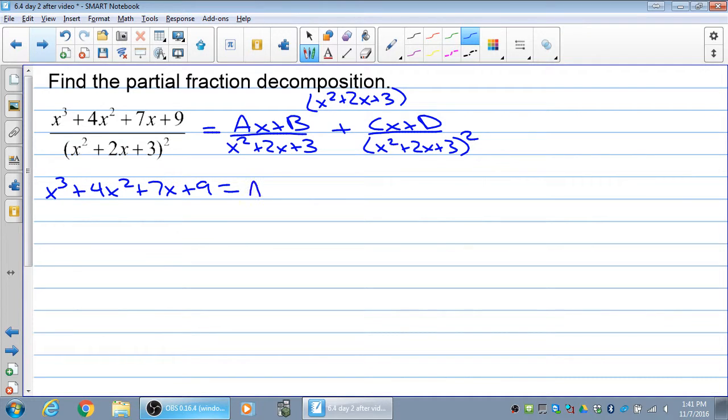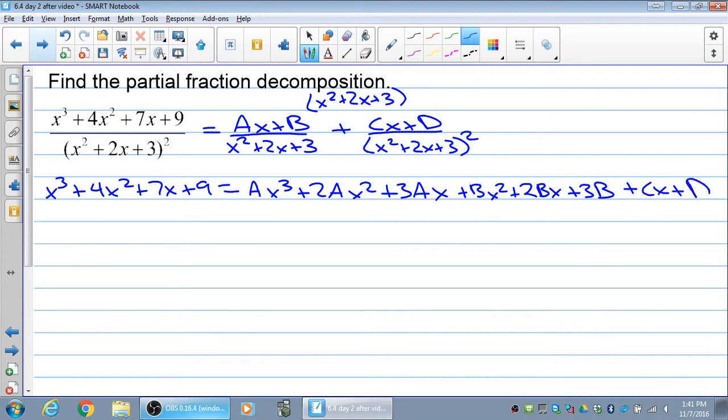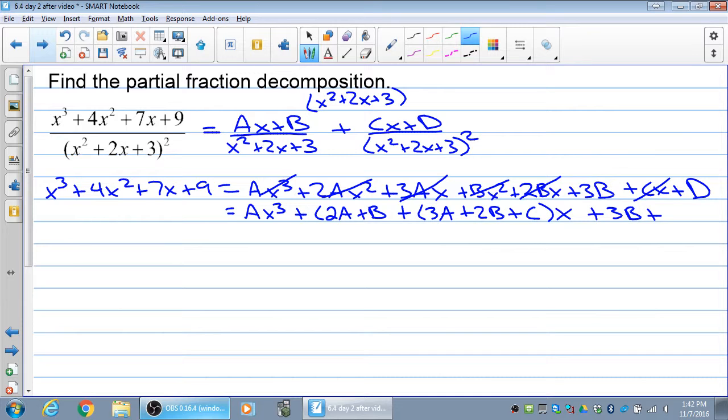Run the ax through. Ax to the third plus 2ax squared plus 3ax. Run the b through. Bx squared plus 2bx plus 3b, and then plus cx plus d. Ends up being a mile long. We already know a is 1. That's good. But we have ax to the third plus 2a plus b. That's the x squareds. I need x's. 3a plus 2b plus, well, what's that over there? Oh, that's a c. I thought it was a parentheses for a second. Cx. Let's see, I got the x here, cx, and then plus 3b plus d.